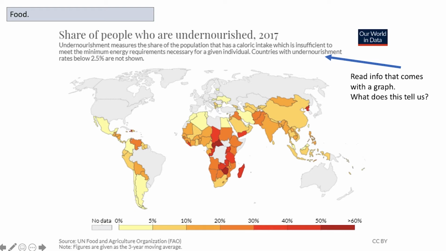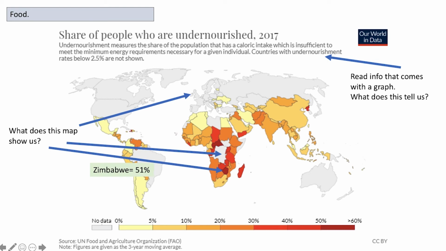Okay, so let's look at the graph carefully, and we can see that there are different areas shaded different colours. So if it's a light cream colour, it means 0 to 5%. So countries such as Chile and Argentina are showing low levels of people being undernourished. If you look at parts of Africa, however, you'll see some areas which are very dark, sort of dark red colour, which shows between 50 and 60% of people are undernourished. I've pointed to the final little country there, Zimbabwe, down in southern Africa, where 51% of people are considered to be undernourished.